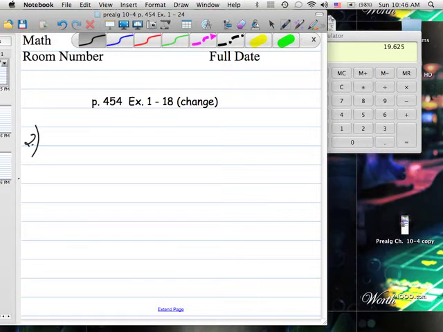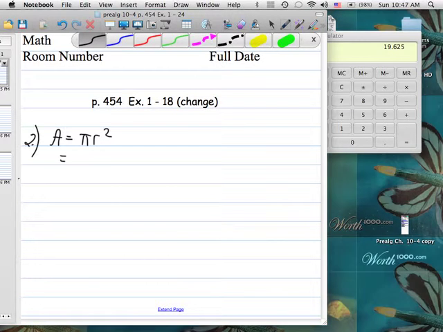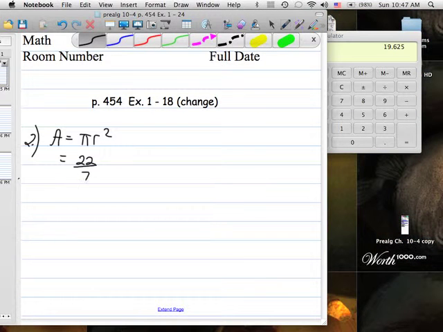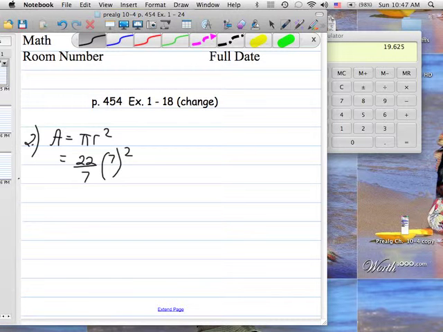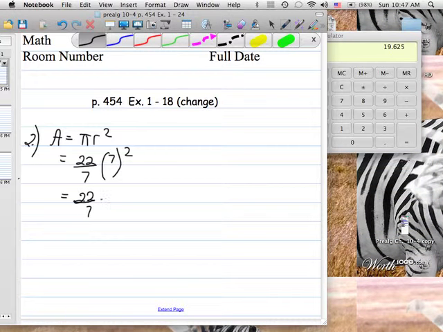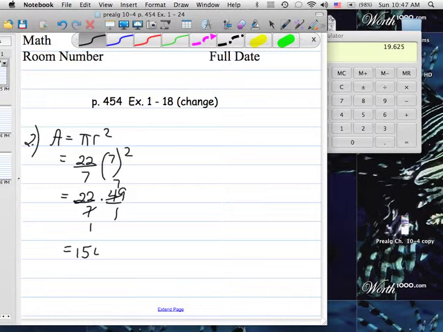Number 2 says find the area of a circle with the given measure. So the formula is pi r squared. Remember, you have to write the formula down. The radius is 7, so we're going to use 22/7 since 7 is divisible by 7. So that's 22/7. 7 squared is 49. Remember, square it first. 7 goes into 7, 49, 7. And 22 times 7 is 154. And it's millimeters squared.